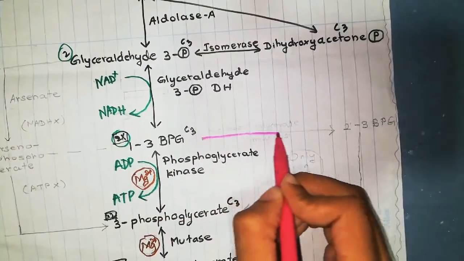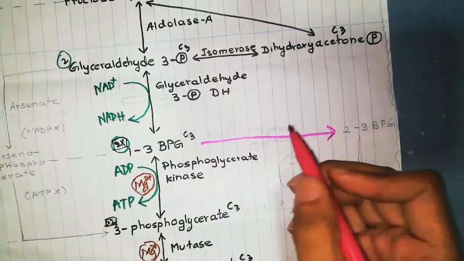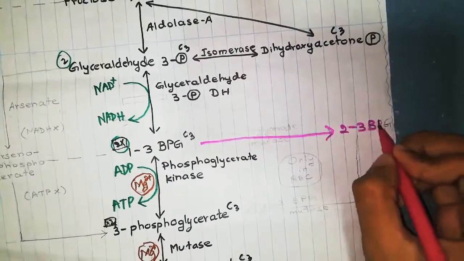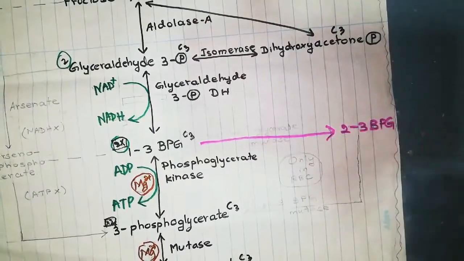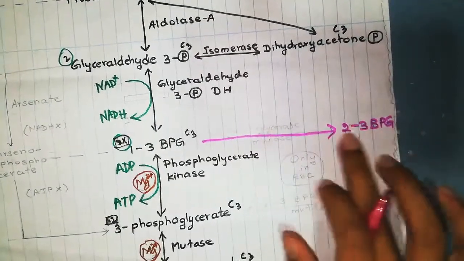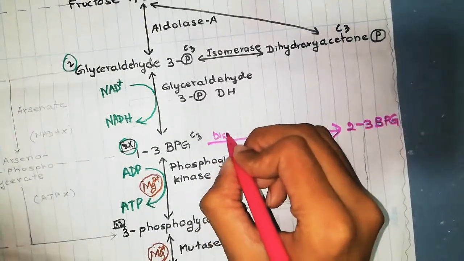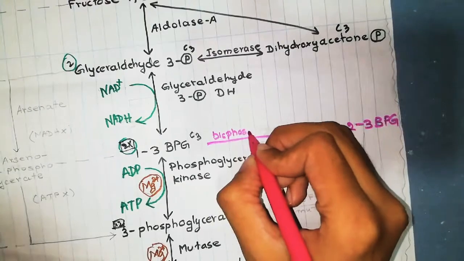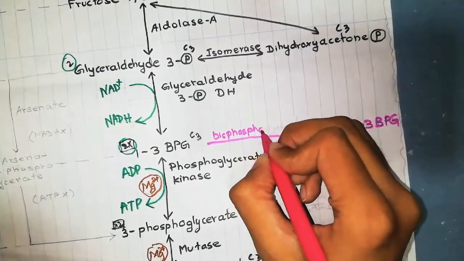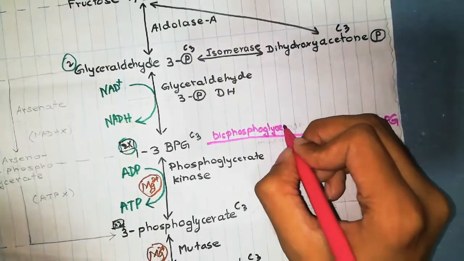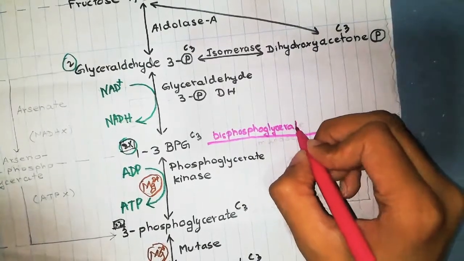1,3-bisphosphoglycerate can be converted to 2,3-bisphosphoglycerate, 2,3-BPG. I hope you are familiar with it, because in physiology we discuss the affinity of oxygen to our hemoglobin.